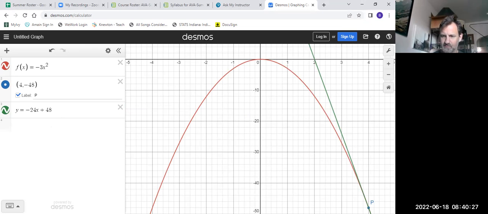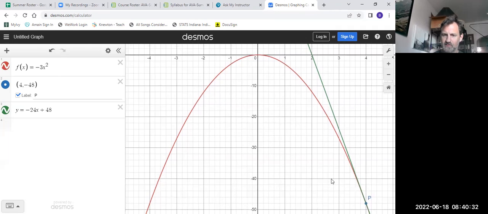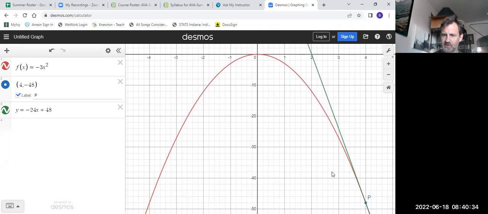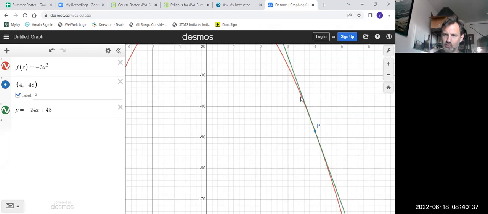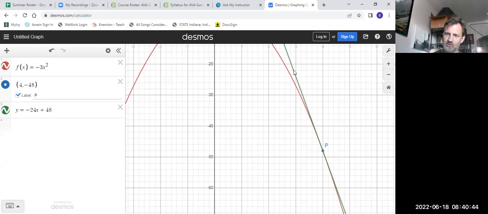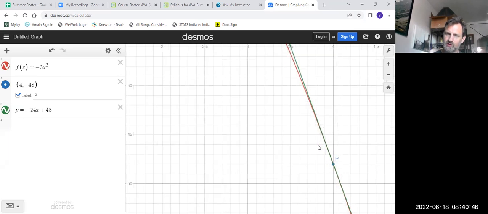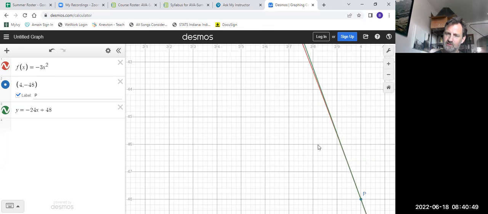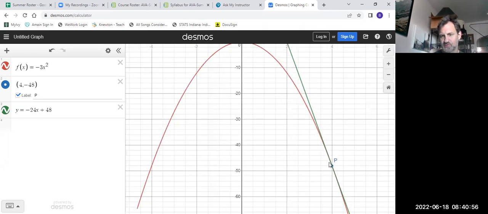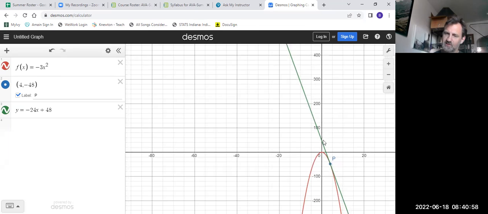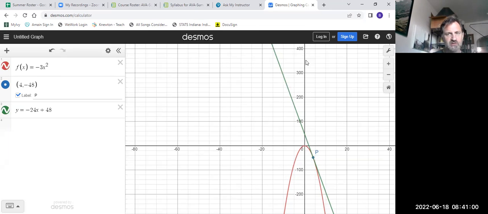There's my point, right? For 4, negative 48, there's my tangent line. You even get the visual of what the tangent line looks like. It's the slope at that point. The line goes and it touches at just one point. If we zoom in, we can see the separation between them. It's only at this point that it touches, and then it starts moving away again. So that's a visual of what the tangent line looks like.